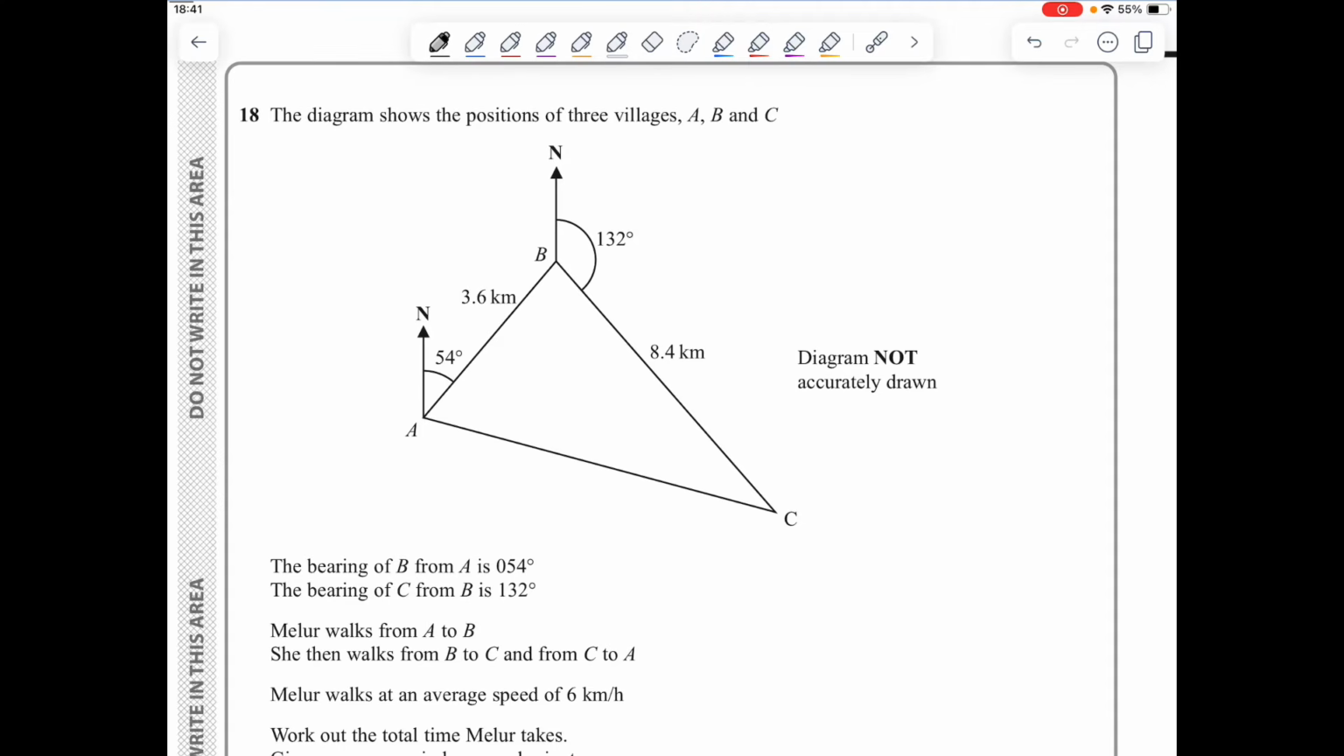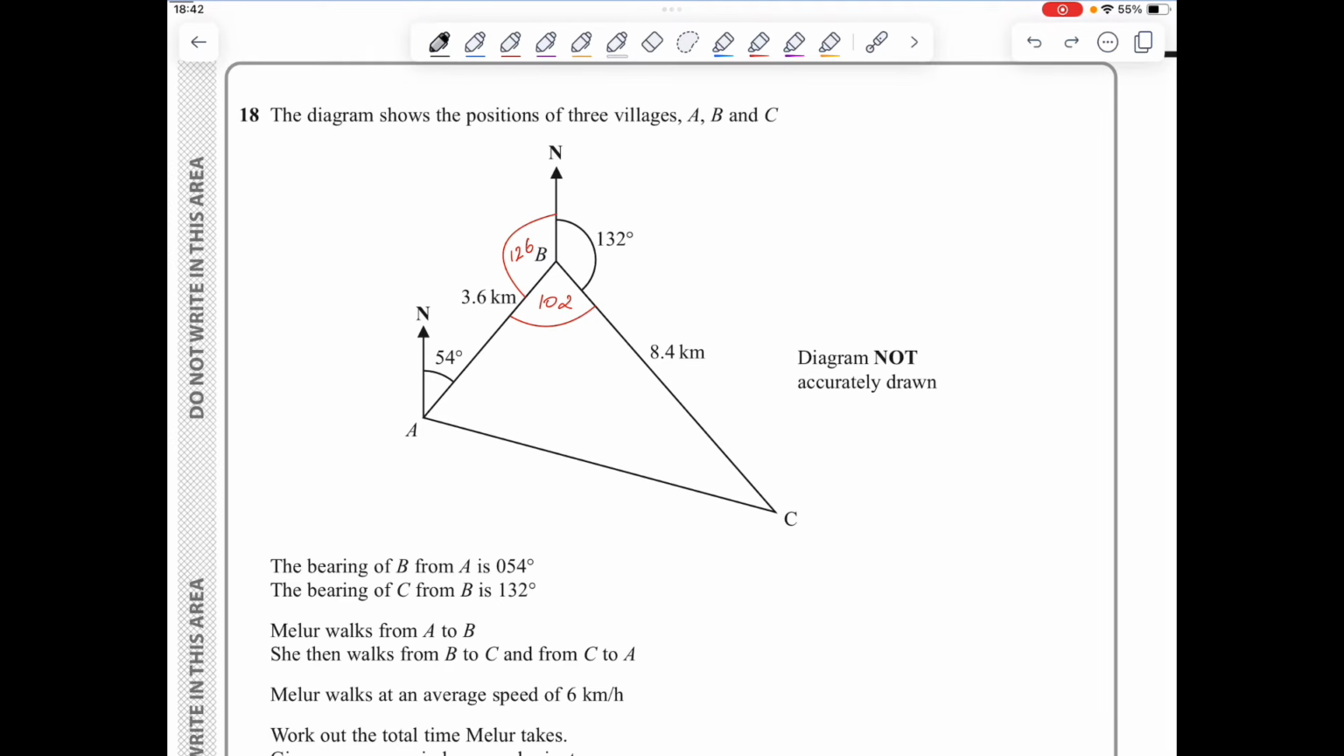For question 18, first we'll need to find the total distance so that I can use the formula time equals distance over speed to find the time required. Now, I know two of the distances, 3.6 and 8.4. I'm missing AC. In order to use trigonometry to find AC, I need to find these two angles. Now, the top one is interior with this one, so they add up to 180, which means that B is 126, and these three angles add up to 360. Therefore, angle ABC is 102 degrees.